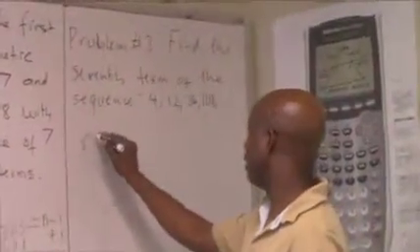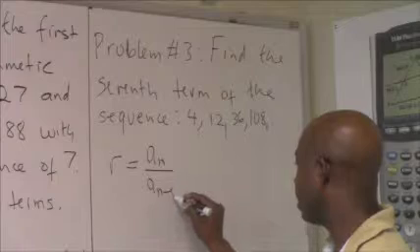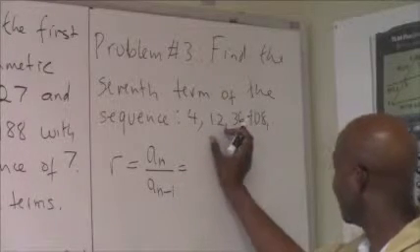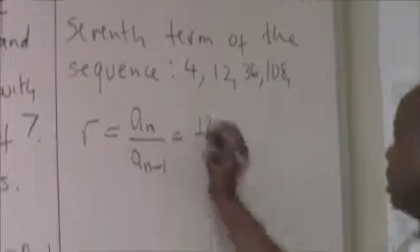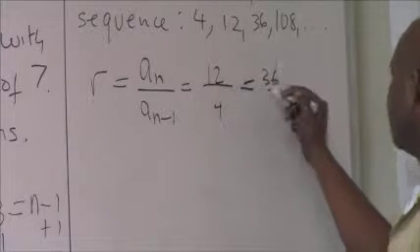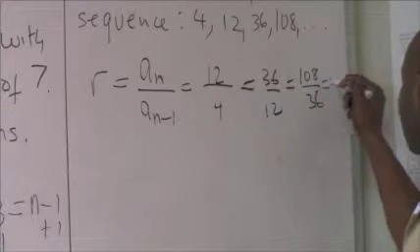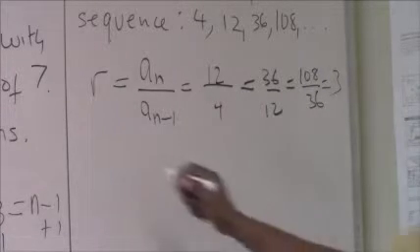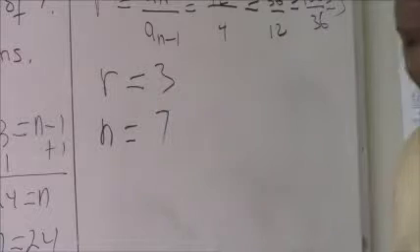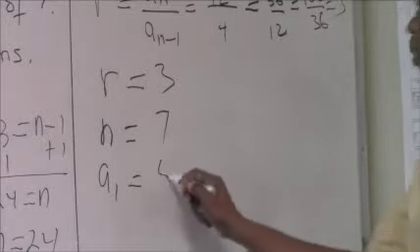So the first thing, to find my R, this is what I did. I did AN divided by AN minus 1, and I will show it to you. For example, if this is my AN, 12, AN minus 1 means the term before that, which is 4. If this is my AN, 36, the one before that is 12. And for 108, the one before is 36. You can see that if I do any one of these divisions, I'm going to get 3. So my common ratio here is 3. N for me is going to be 7. My first term, A1, is going to be 4. And I'm trying to find the 7th term.